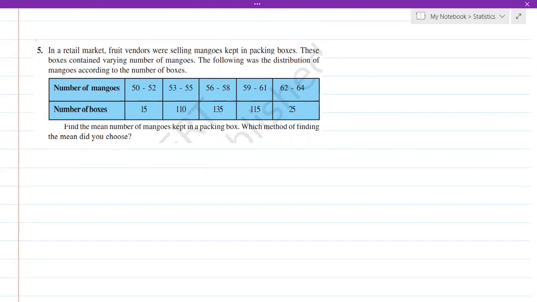So which method are we going to use? Now if you observe carefully, the fi, that is the number of boxes, the values are a bit bigger, and the xi is also a bit bigger. So let's use step deviation method.